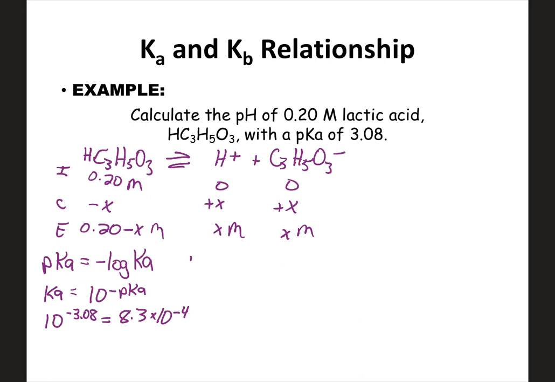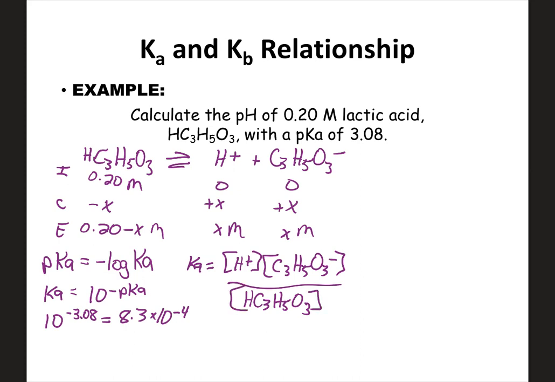Now we can write our Ka. Ka is going to be equal to products over reactants. So we have the concentration of H+ times C3H5O3-, all over the concentration of your reactants here, your HC3H5O3. We already know the Ka because we just found it. All right, we found it to be 8.3 times 10 to the minus 4th, and that's going to be equal to x squared all over the 0.20 minus x, which again, we can do the x approximation here because this is a weak acid. All right, so that makes your math a little bit easier. Just solve for x. So when we do that, we get 0.013 molar.